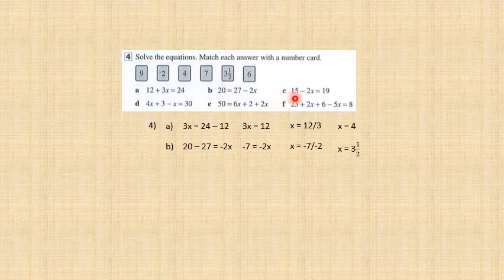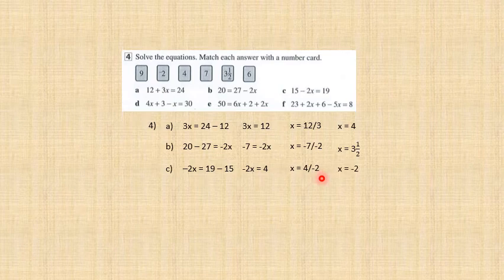Question C here, I will get rid of this 15 using the inverse operation and balance. So 19 minus 15 equals negative 2x. So 19 minus 15 equals 4, equals negative 2x here. I will divide by negative 2, so I have 4 divided by negative 2. Of course, you remember, if you divide positive by negative, it's going to be negative, exactly. And 4 divided by 2 equals 2, so x equals negative 2. And this is the card of negative 2. Question D here, I have 4x plus 3x minus x equals 30.